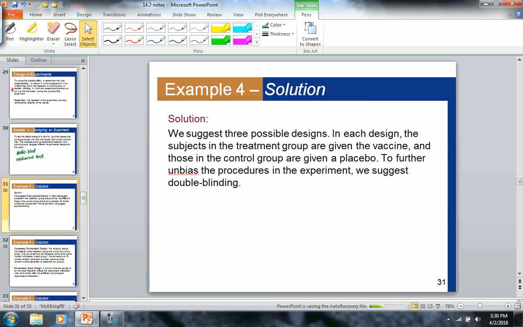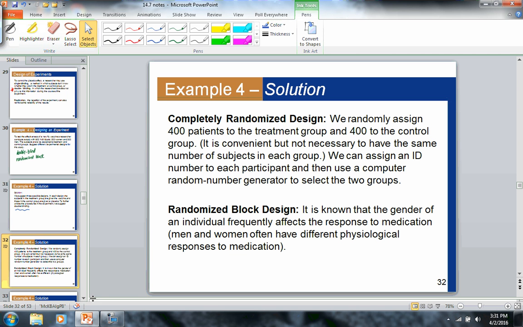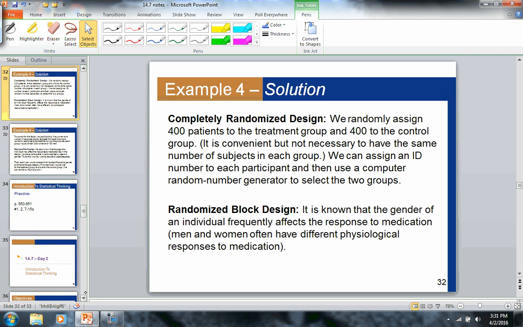Here's some of the other options. We suggest 3 possible designs here, or the book does. In each design, the subjects in the treatment group are given the vaccine, and those in the control group are given the placebo, of course. To further unbias the procedure in the experiment, we suggest double blind. Okay. And then they've got some different options here. They say you could do a completely randomized design. So that's where you would assign 400 patients to the treatment group and 400 to the control group.